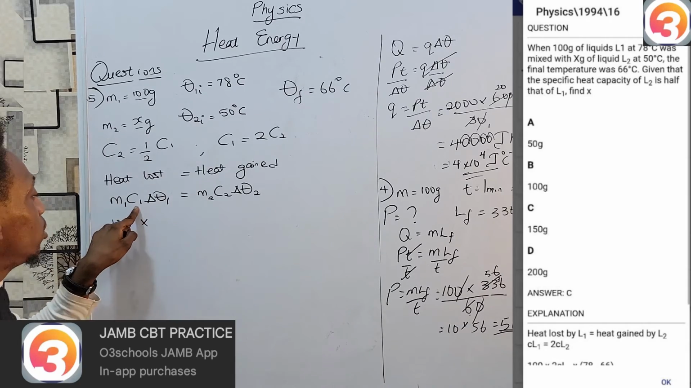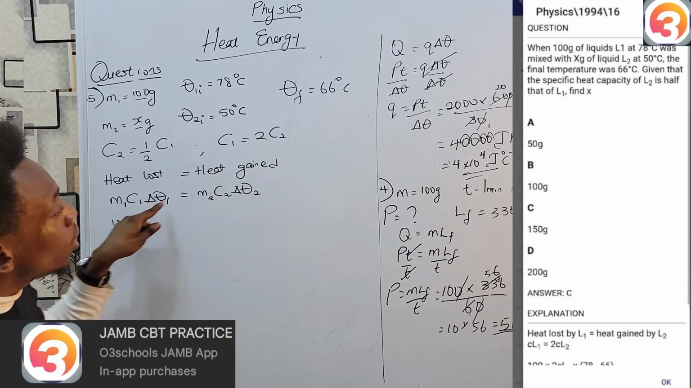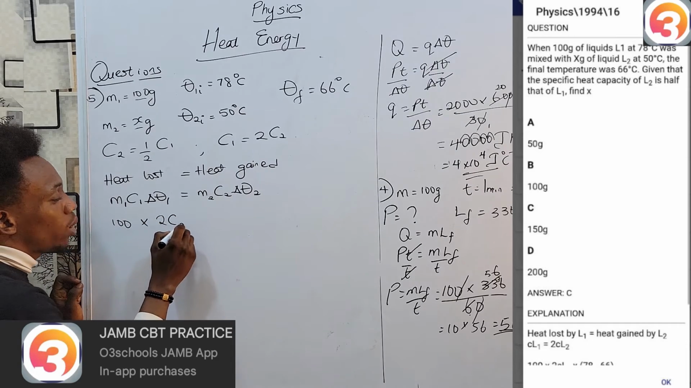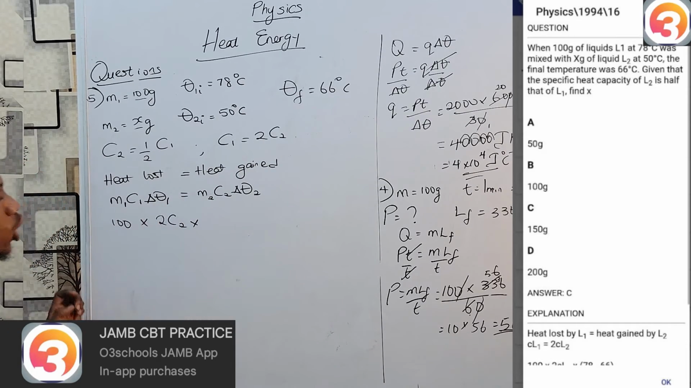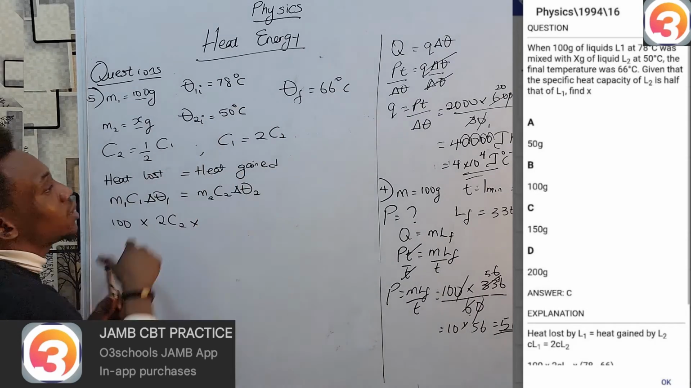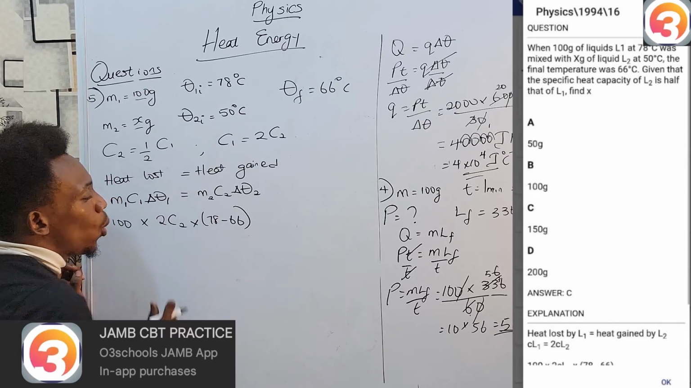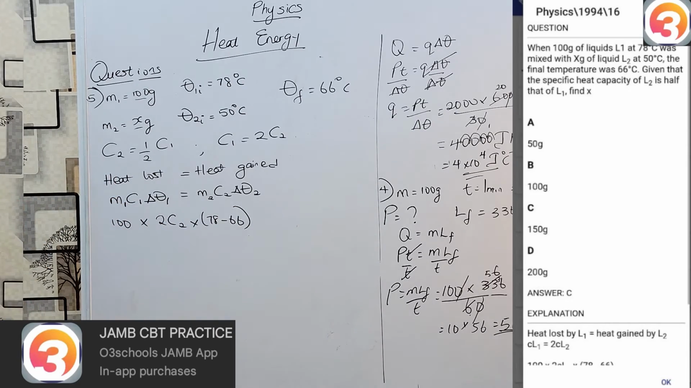Then C1. Here, I know that C1 equals 2C2, so I can have 2C2 appearing here. Then change in theta 1. Theta 1 went from 78 to 66, so that will be 78 minus 66. Always arrange these to give you a positive answer.